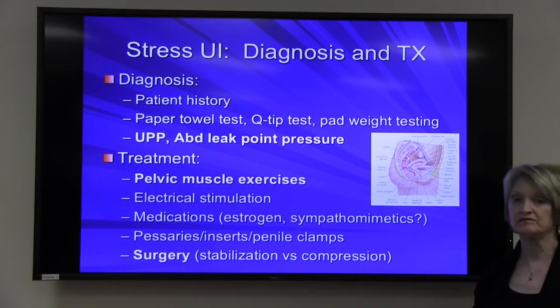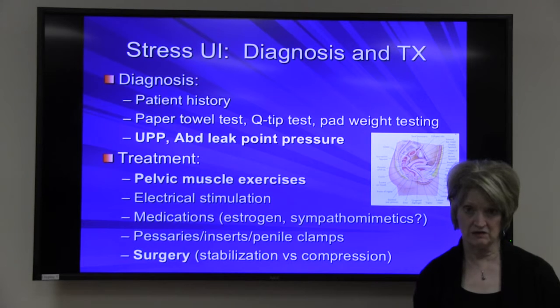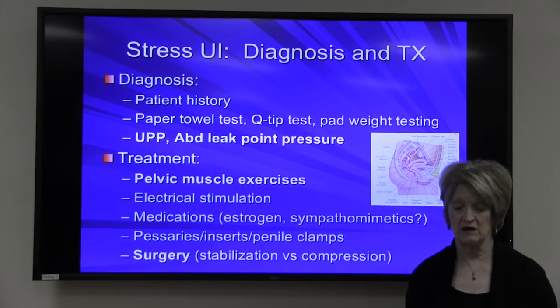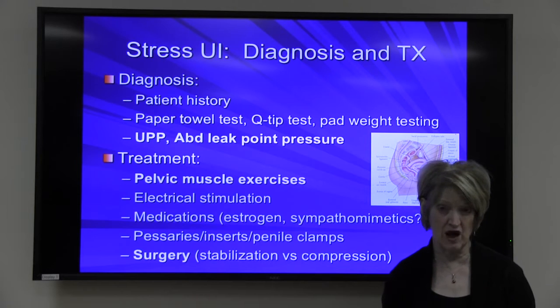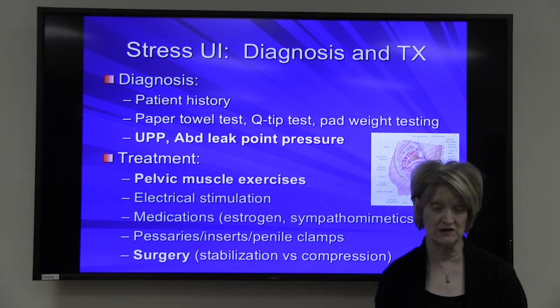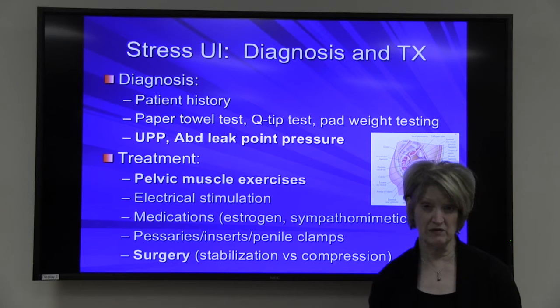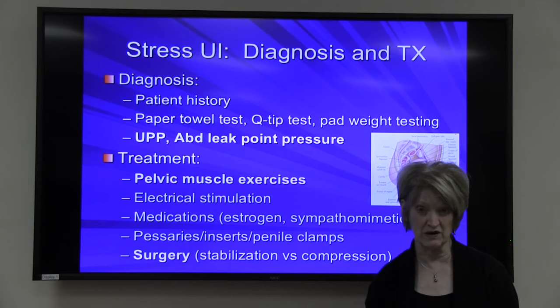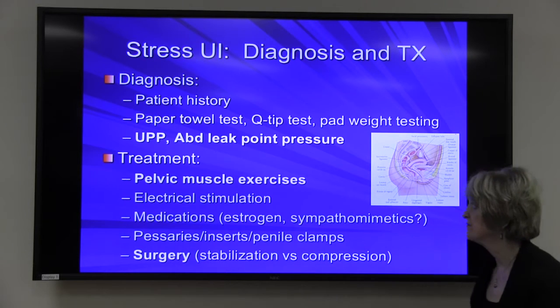Overview of treatment. When you think stress incontinence, I hope you think muscle weakness, because that is the most common cause of stress incontinence. Pelvic floor muscle weakness, sphincter muscle weakness. And I hope that you then think pelvic muscle exercises. Weak muscles respond to exercise programs. And we're going to go over those in detail when we talk about treatment.